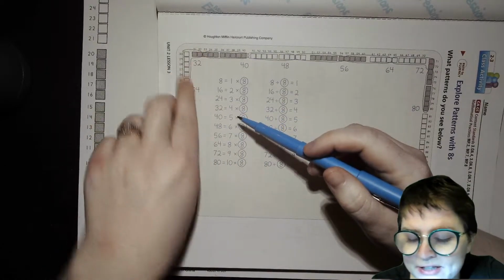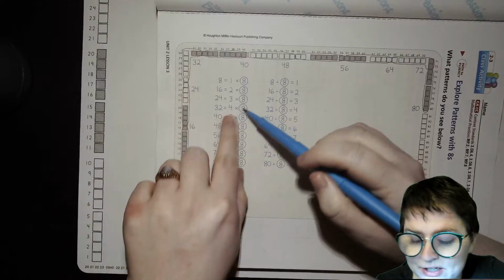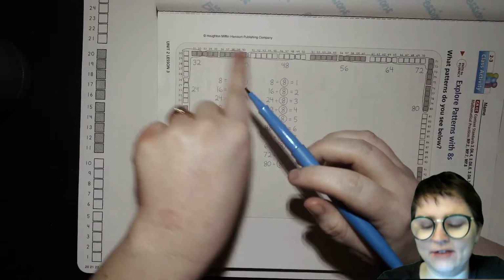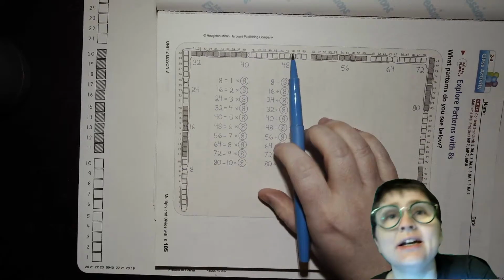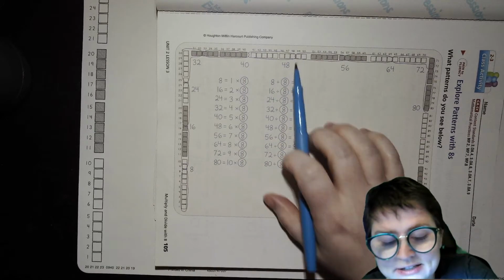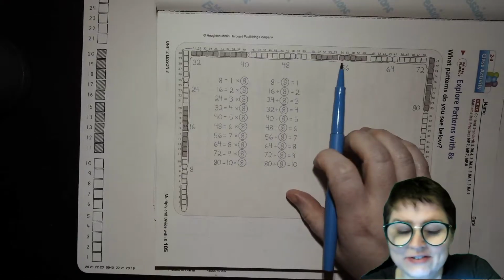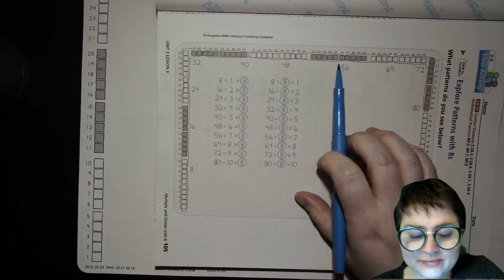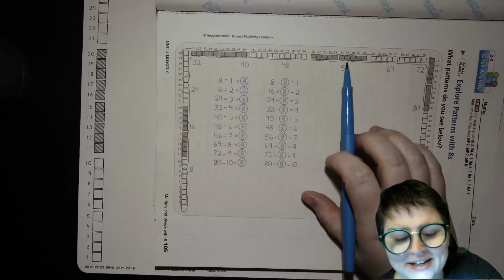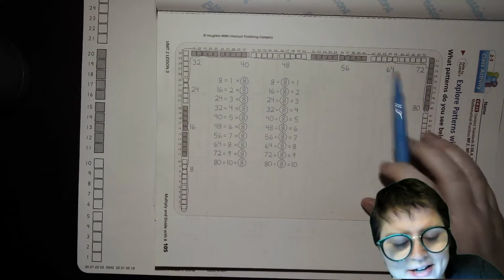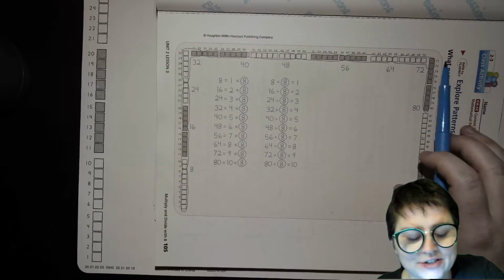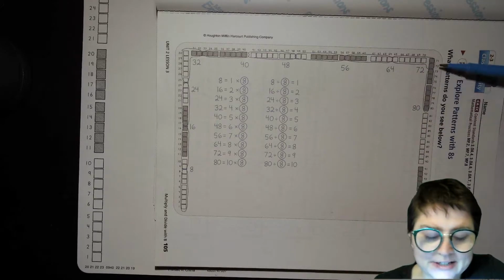8 more than that, so 4 groups of 8 is 32. 5 groups of 8 is 40. 6 groups of 8 is 48. 7 groups of 8 gets us to 56. And then 8 groups of 8 gets us to 64. 9 groups of 8 gets us to 72. 10 groups of 8 gets us to 80.